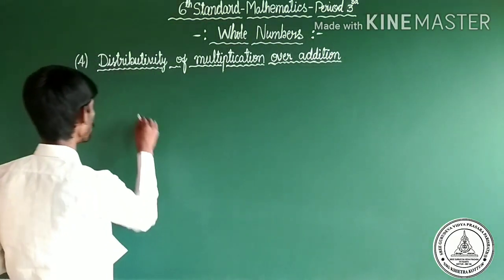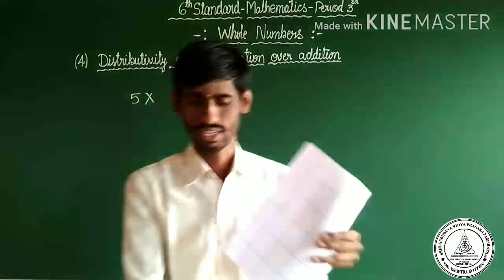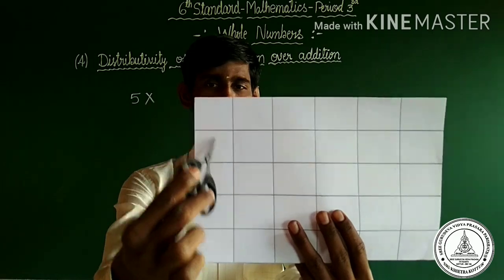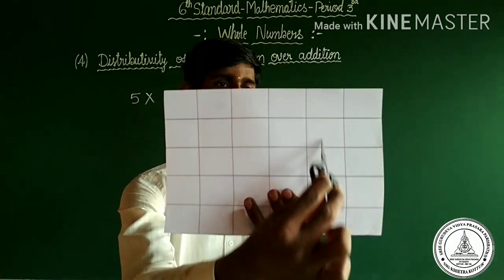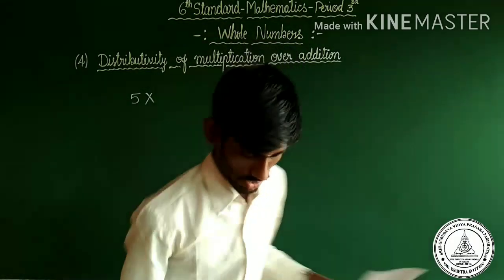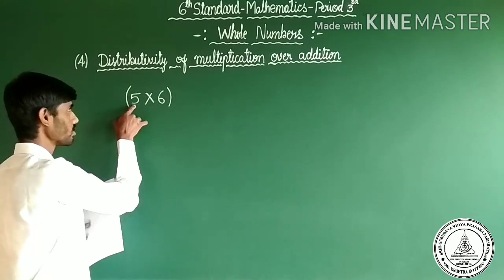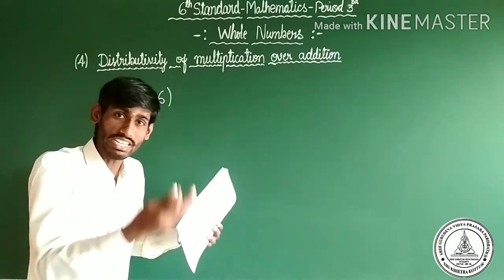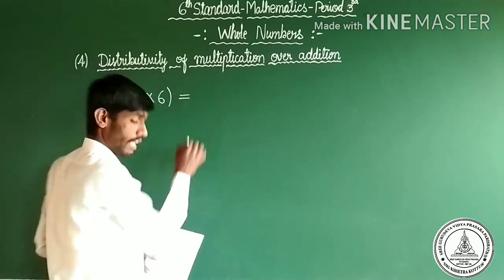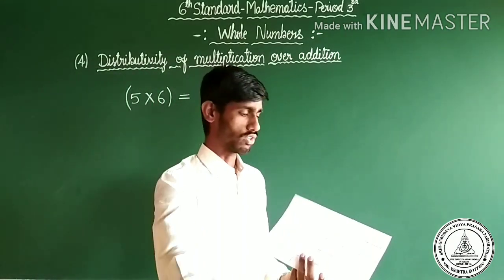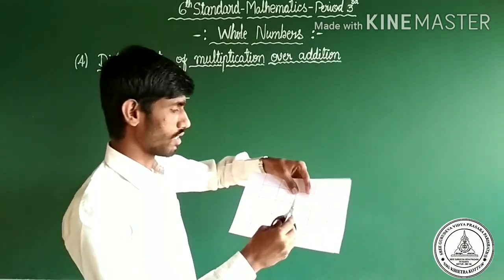How many rows are in the given paper? There are 5 rows. Into how many columns? Let us count. This is the first column, second, third, fourth, fifth, and sixth column. There are 6 columns in the given paper, 5 rows and 6 columns. It can be written as 5 into 6. I hope you have understood. Is equal to. Let us observe here.